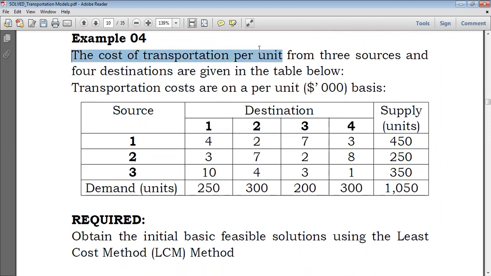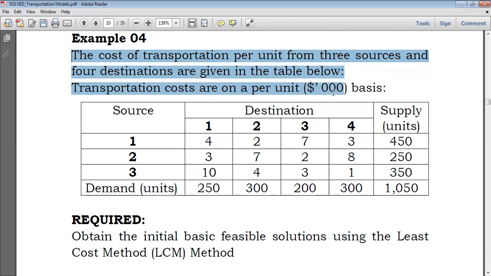Example 4, the cost of transportation per unit from 3 sources and 4 destinations are given in the table below, as the transportation costs are on a per unit basis and $1,000. So these are the transportation costs: 4, 2, 3, 7, 3, 7, 2, 8, and actually here we have 10, 4, 3, and 1, just like this.